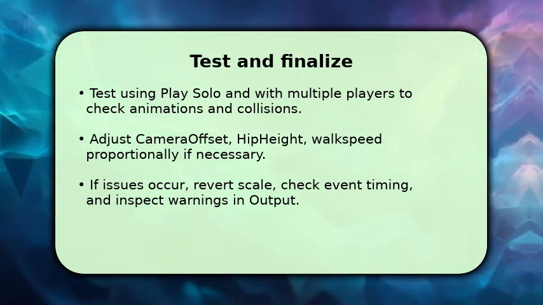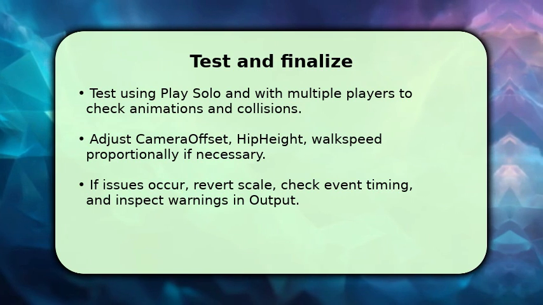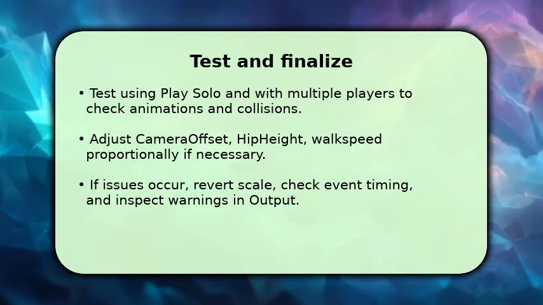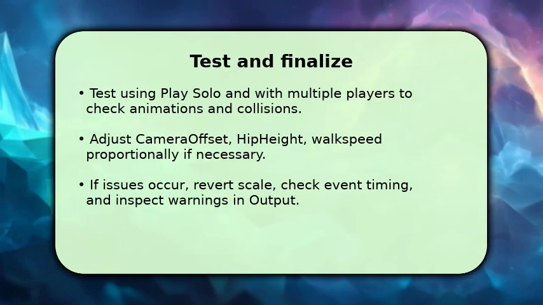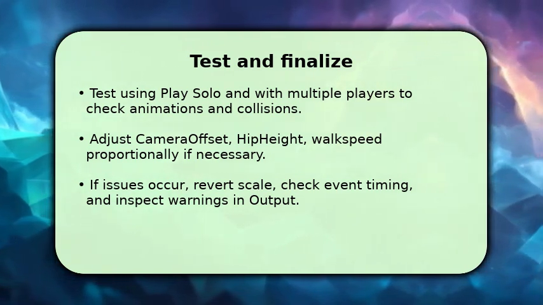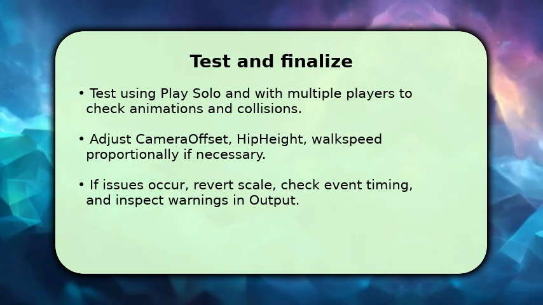and network replication behave. Tweak camera offset and hip height proportionally so view and grounding feel natural, and adjust walk speed if movement feels slow or fast. These compensate for altered model proportions.